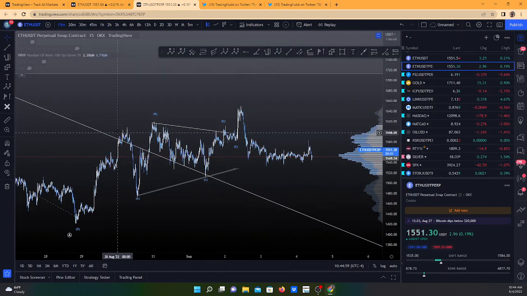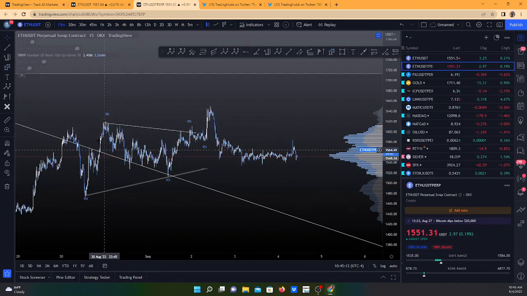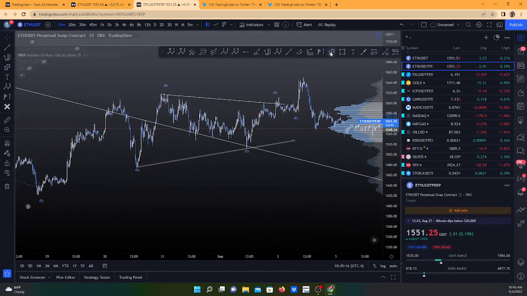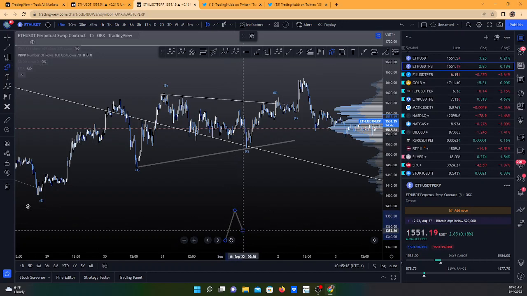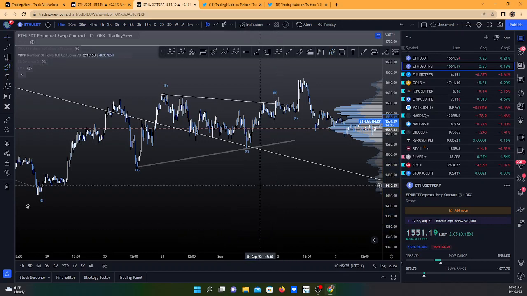Here's the lesson on triangles. Good indicators for triangles: A is very steep, and it's an ABC. What do we get here? A very steep ABC with an extension in the C. If you see ABCs like this, where it's a small a and then a big ABC, and then something like this, you do see that in triangles. That is where you see these big ABC with C wave extensions. You see them in triangles quite often.